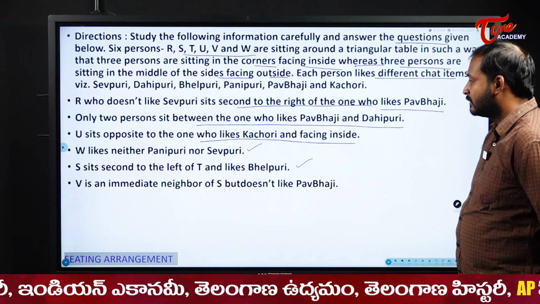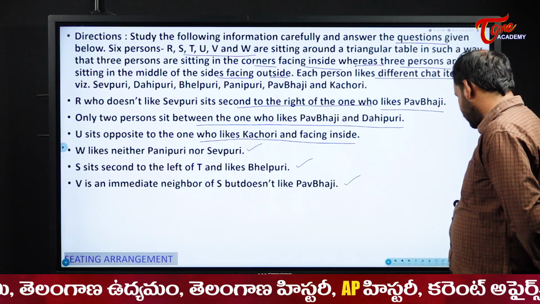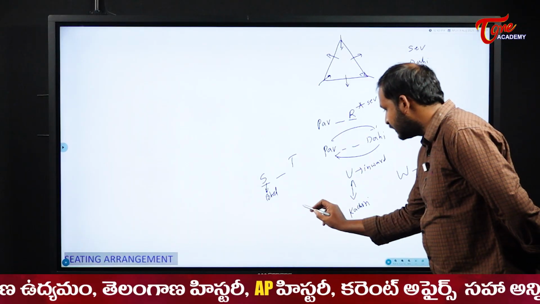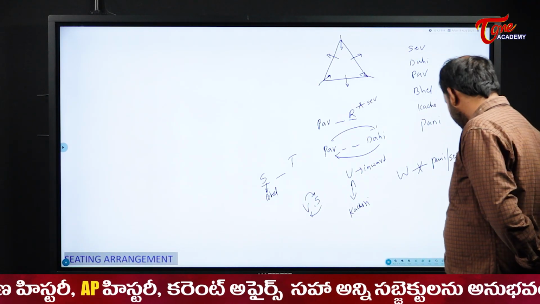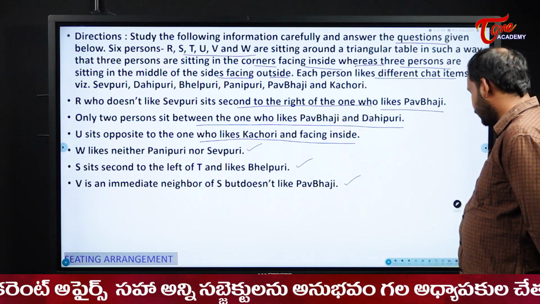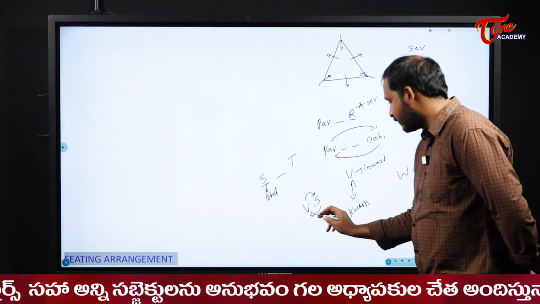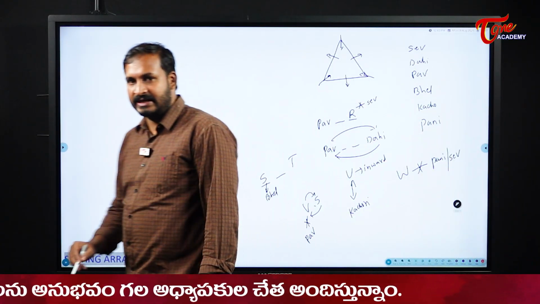Next one. V is the immediate neighbor of S but didn't like pav bhaji. Okay. V is immediate neighbor of S but doesn't like, okay, that means V doesn't like pav bhaji. Right? This is the data they have given for me.